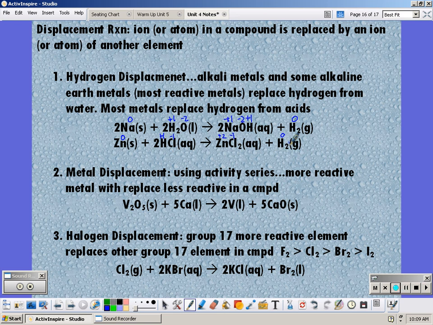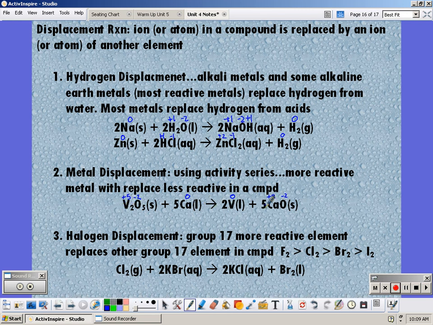The metal displacement: you use the activity series and the more reactive metal replaces the less reactive metal in the compound. So I have a -2, it's like a -10, so the vanadium has to be a +5. Calcium by itself is 0, vanadium by itself is 0, -2 and +2. So my vanadium is being reduced and my calcium is being oxidized.